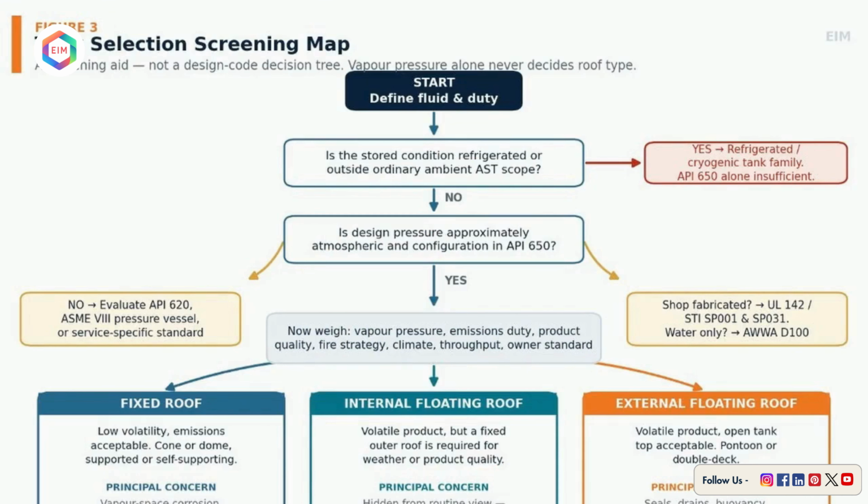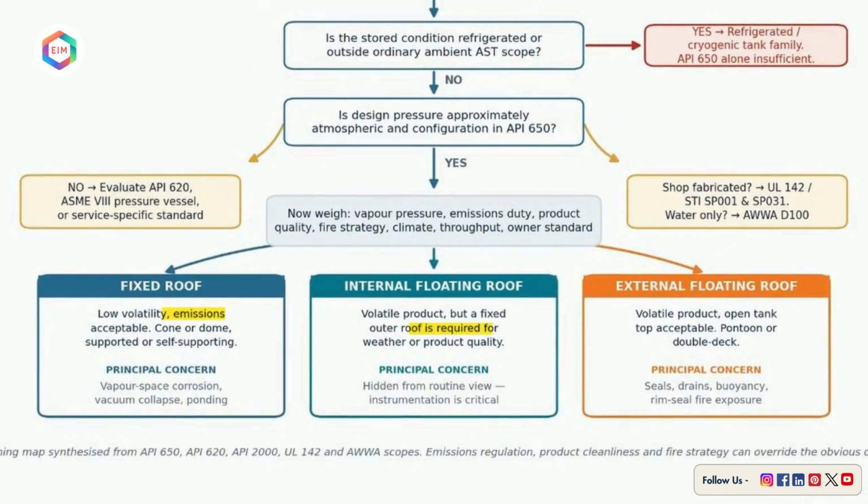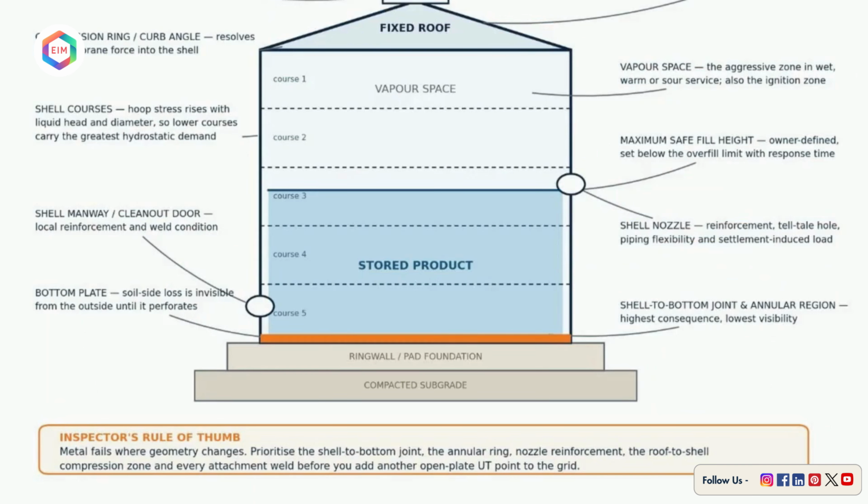This selection screening map shows that roof choice is more than a simple code decision. Vapor pressure is a factor, but engineers must also weigh emissions regulations, product cleanliness, and fire strategy when choosing between fixed and floating roof designs. This anatomical layout reveals how loads and degradation converge at specific interfaces. It illustrates the fundamental rule for inspectors: metal fails where geometry changes.